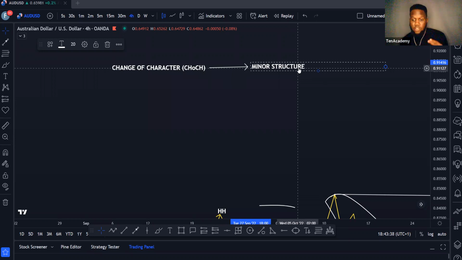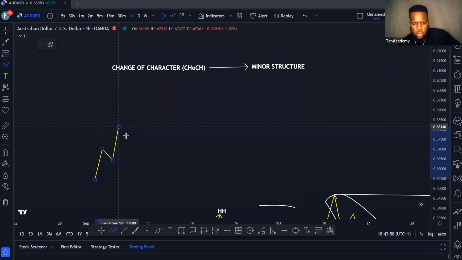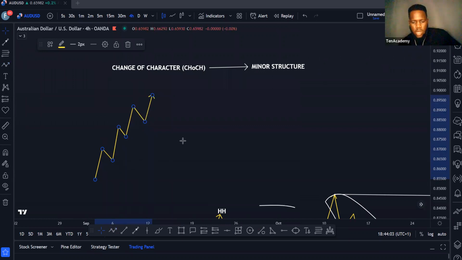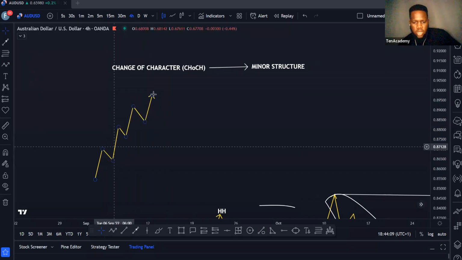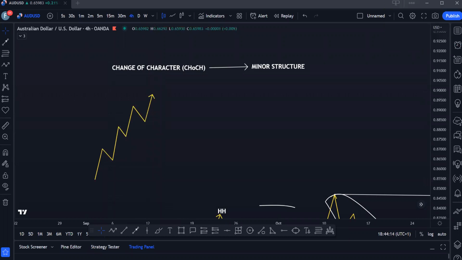I'll take it again. Change of character helps you know when order flow wants to shift from bullish to bearish and vice versa. So what am I talking about here? When you look at minor structure, price is giving you new highs like so, and this is a bullish order flow, isn't it? So how will you know that this order flow wants to shift from bullish to bearish? That's where change of character will come in.